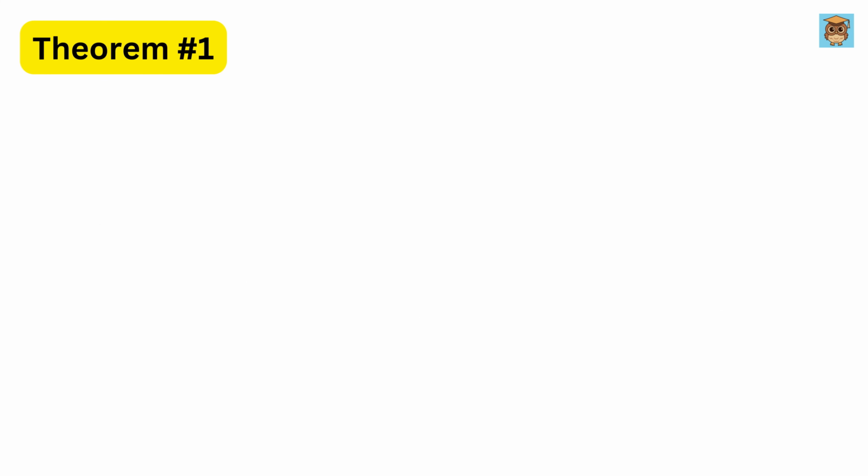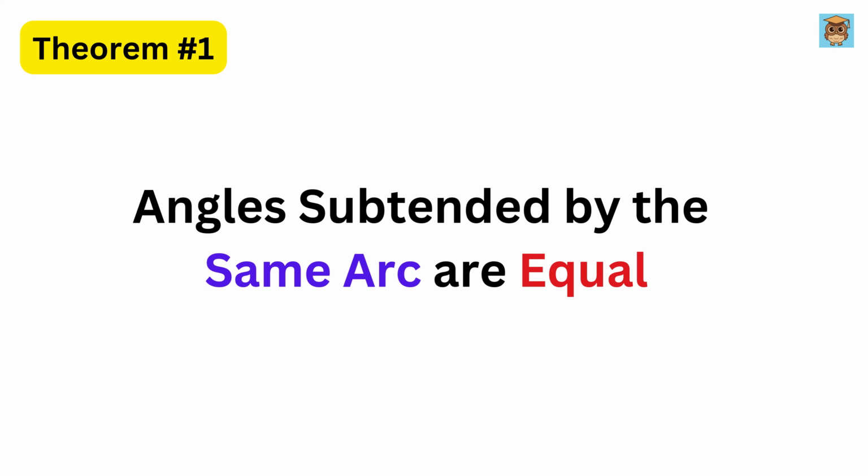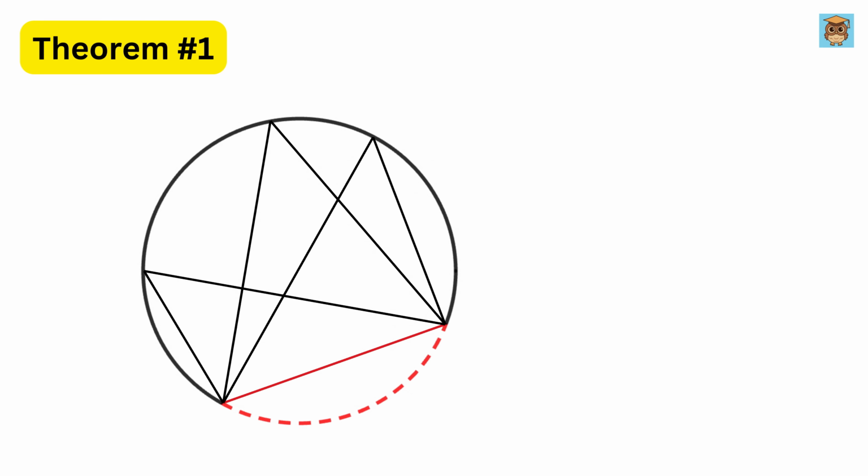Now, theorem number 1. Angles subtended by the same arc are equal. This means that if an arc subtends an angle at multiple points on the circle, all such angles are equal. So, this angle is equal to this, and this one as well. Now, if I draw another angle like this one, it will be equal to all of these angles.